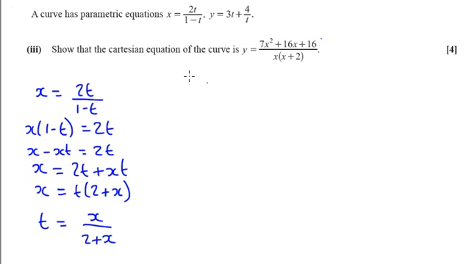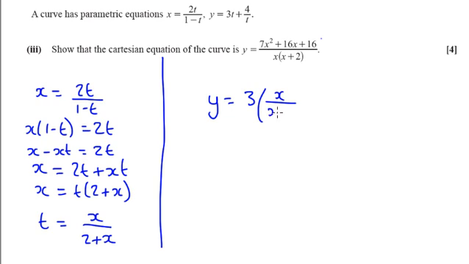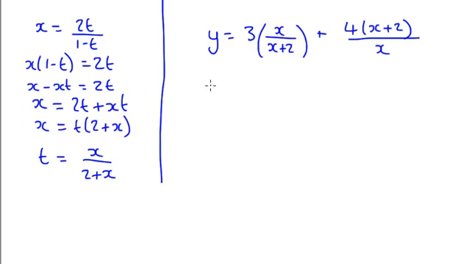So y is equal to 3 lots of t, so 3 lots of x over x plus 2, plus 4 over t, or 4 times 1 over t, so that'll be 4 times x plus 2 over x. So I've just done the reciprocal of t, and times it rather than divided it, because it'll just look messy and take longer to make it look nice.